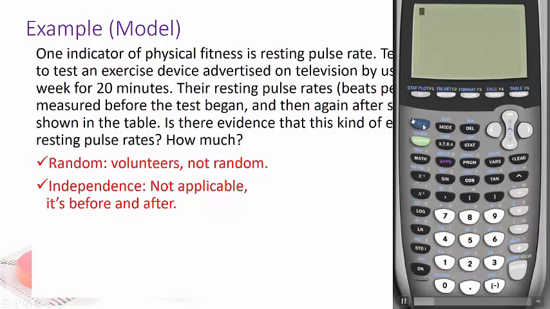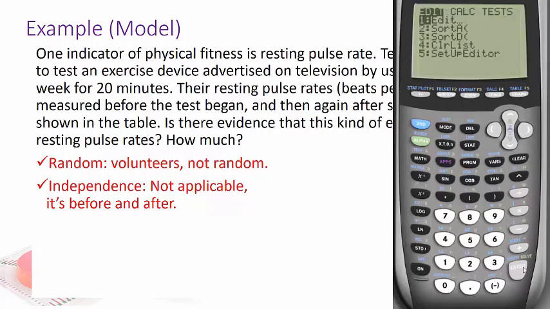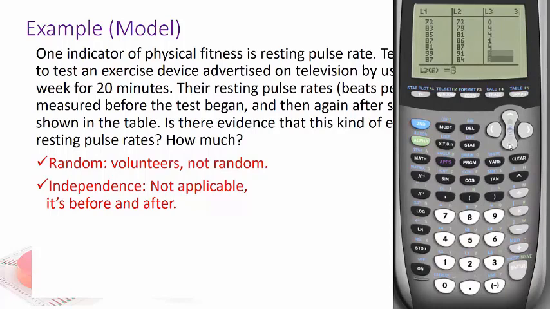So what you do is you actually get out of list and you go L1 minus L2, and then you're going to hit the store button to tell it where to put the answers. Now I'm going to put those answers in L3. Hit enter, shows the data it generated. If you go to stat and edit, there's your list of L3, the differences. So that's handy when you have a lot of differences to look at.